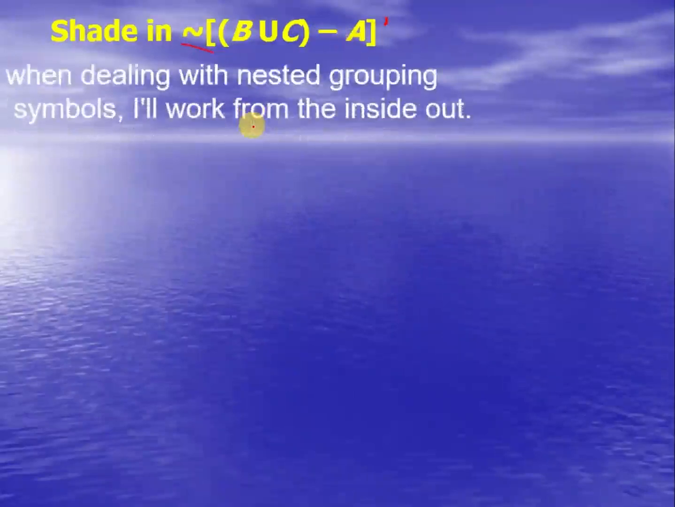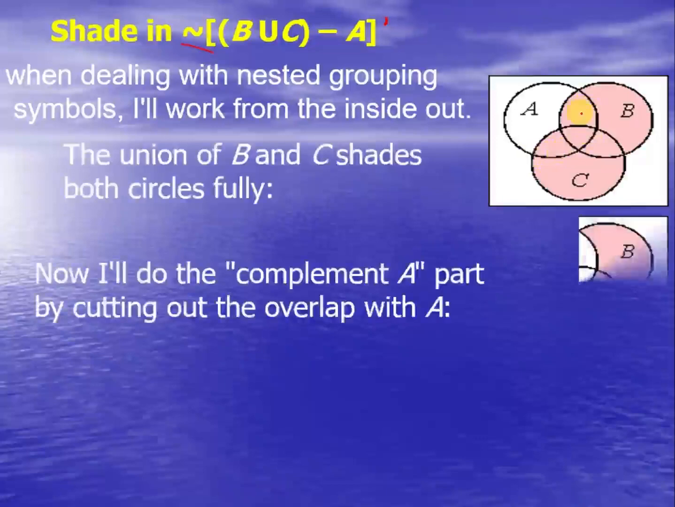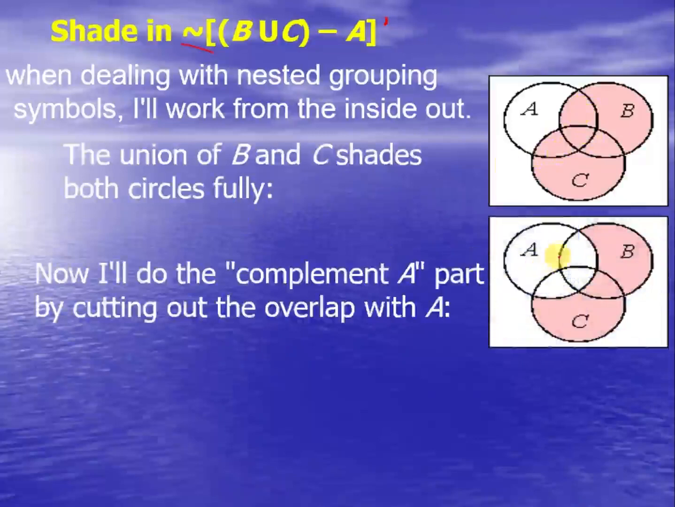So when we are dealing with this like nested grouping symbols, I would like to work from the inside out, like the first one we did. So here we have two parentheses, different parentheses over there. So B union C. B union C means you combine B and what? C together. That's the first step, the first bracket. Now you remove A away. So I'm going to remove the whole of A away in the next one. So I'll remove the whole of A out. So A is not part.